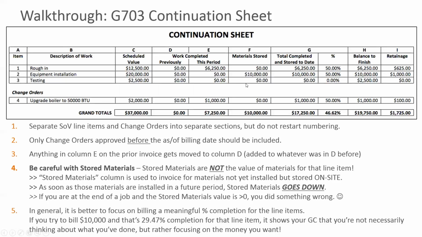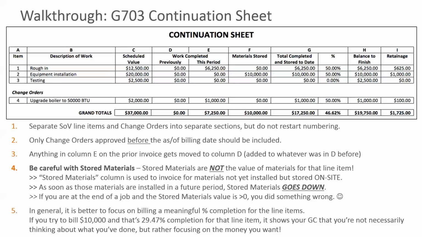It's column F, the stored materials. A lot of people, when they first come to these documents, think that materials stored is the value of the materials for that line item, and that's not true. Stored materials are strictly used by contractors to collect for materials stored on site. So you've bought material, you've brought it to the job site, you've stored it there, but you haven't installed it in the work yet.